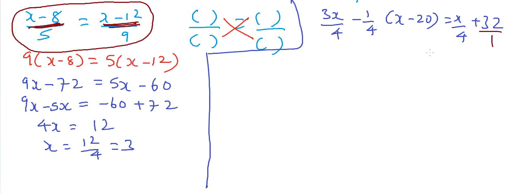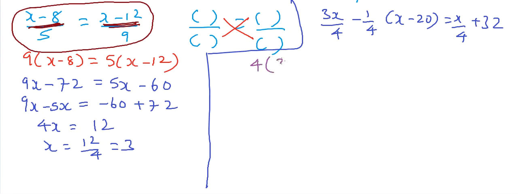So the easy way is to multiply each term by the LCM of the denominators. So what are the denominators here? The denominators are only 4, correct? So the LCM is just 4. So multiply each term by 4.